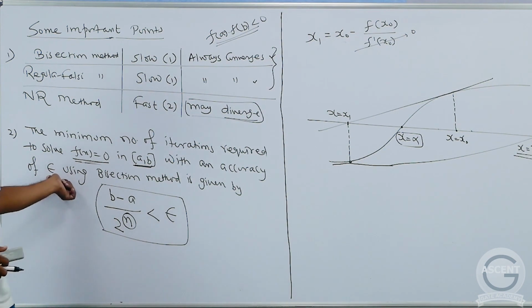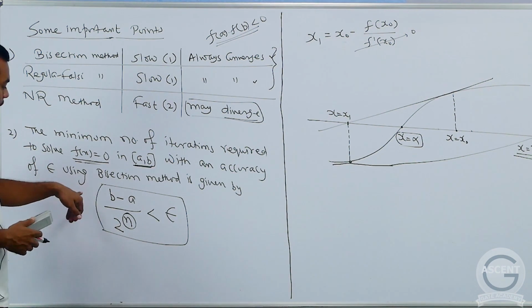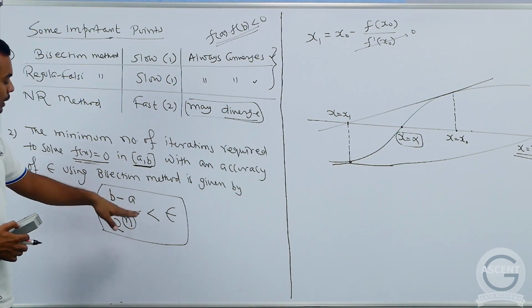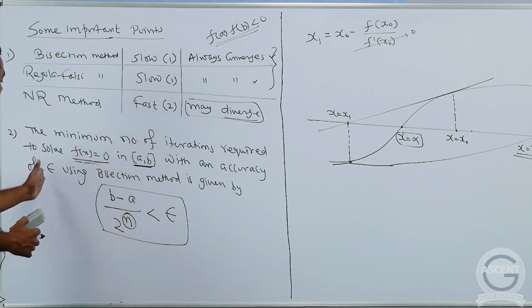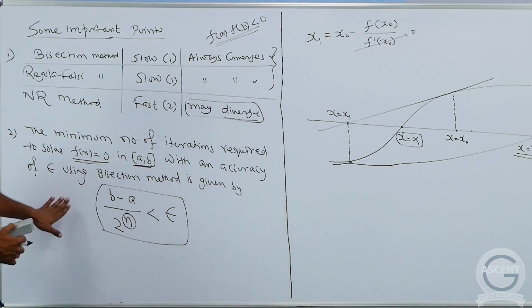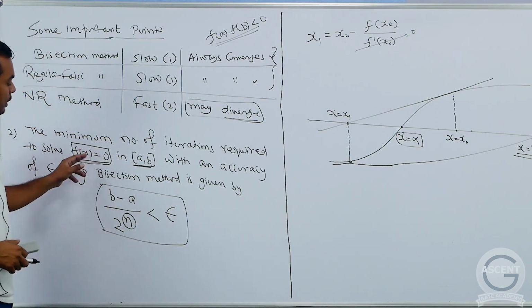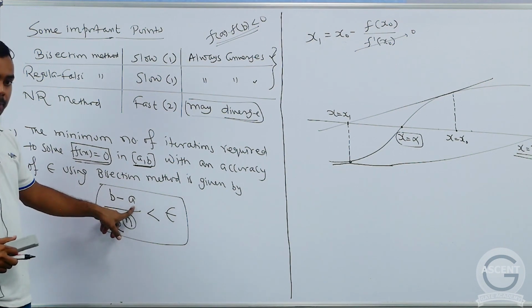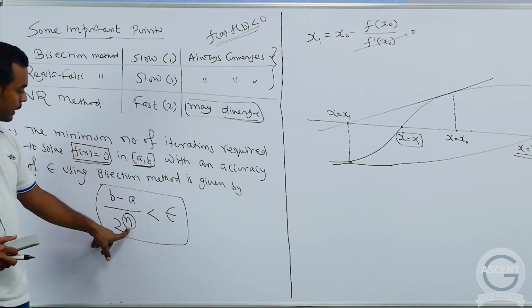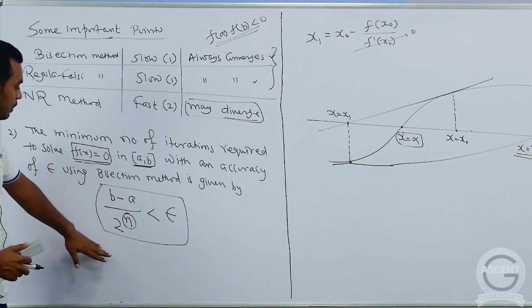with an accuracy epsilon. Accuracy epsilon means that if the actual root is alpha, then the root that you are getting after n number of iterations will lie in the interval alpha minus epsilon to alpha plus epsilon. So these are the 2 points that you have to remember. One important thing about this formula is that it is independent of the function f(x). Notice that you have only the end points a and b, the number of iterations n, and epsilon is the accuracy. So we'll take one problem and see how to apply this formula.